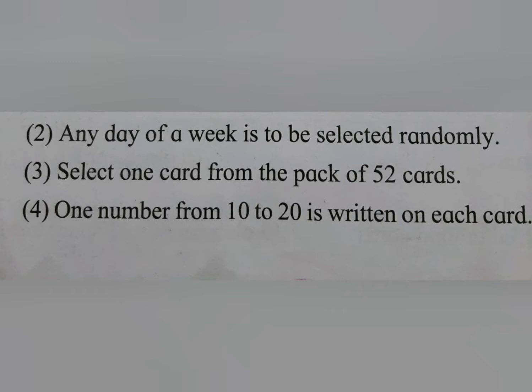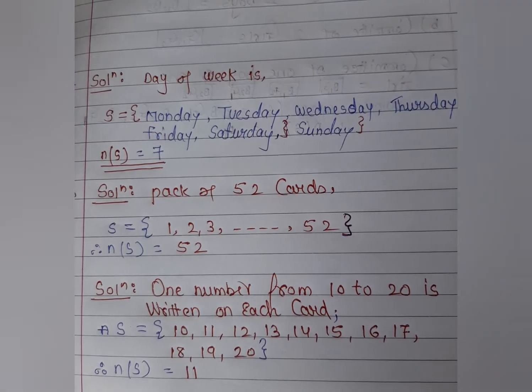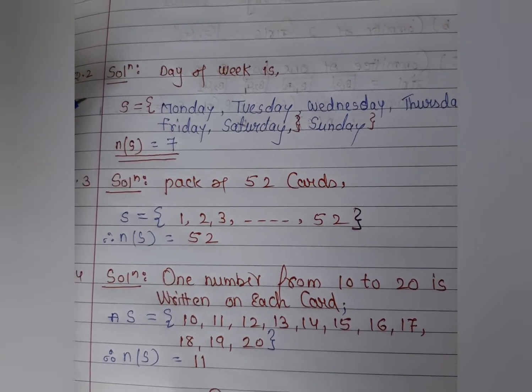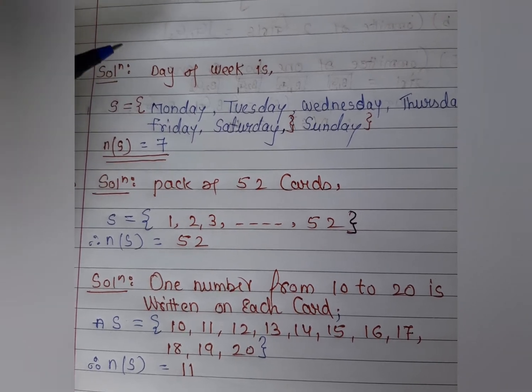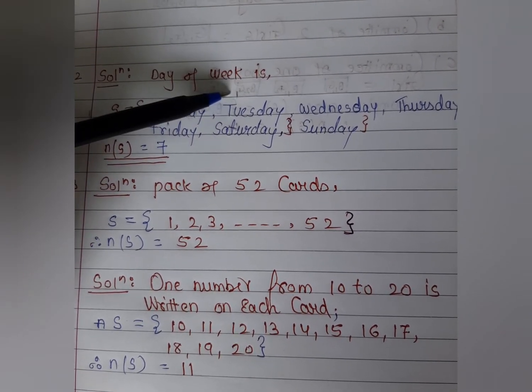So you know it very well students. Here we have to understand how many days present in a week first. So you know it very well, 7 days are present in a week, and we have to select the days randomly here. So students, let us see the solution of question number 2, and the solution is here. We have to find out days of week randomly.